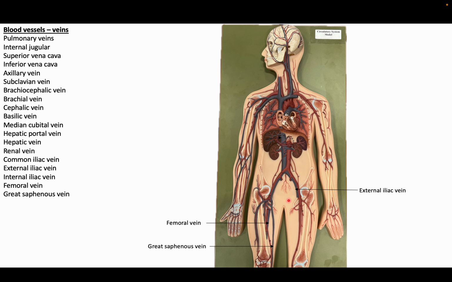We have the external iliac vein, the internal iliac vein, the common iliac vein. These are the veins that are merged from the previous two veins that we mentioned down here. These veins primarily carry blood from your pelvic region back to your heart. We also have the hepatic vein and the hepatic portal veins. The hepatic veins drain the blood into the hepatic portal vein, which merges into the inferior vena cava. These are the veins that are carrying oxygen poor blood from your liver back to your heart.